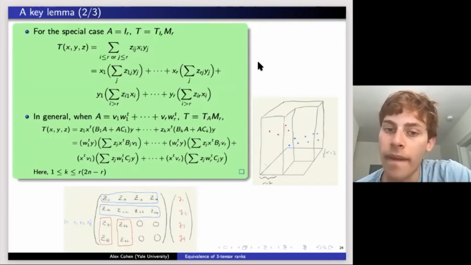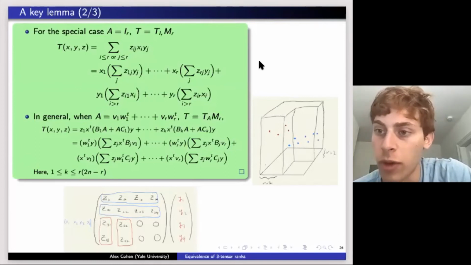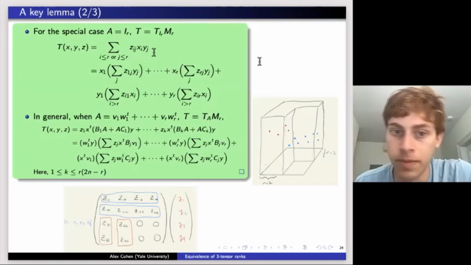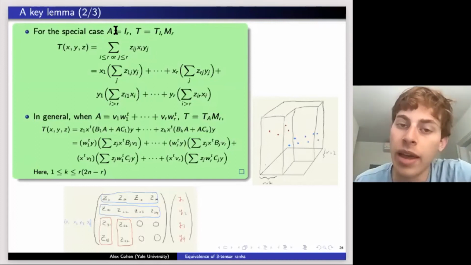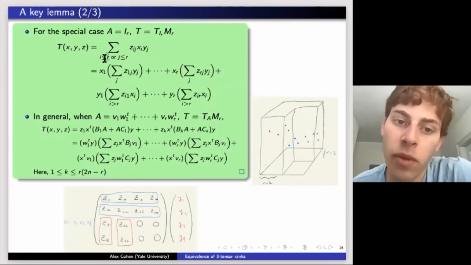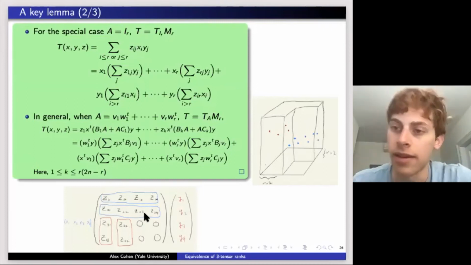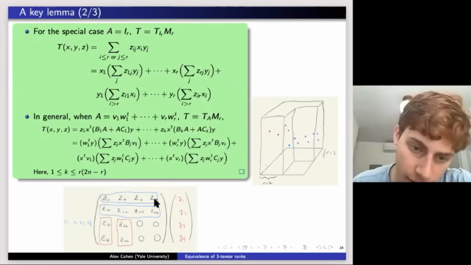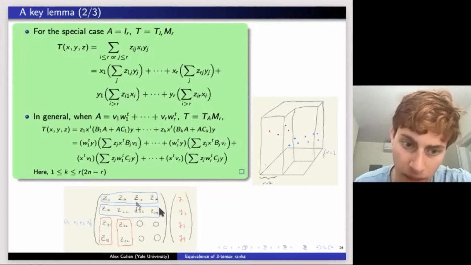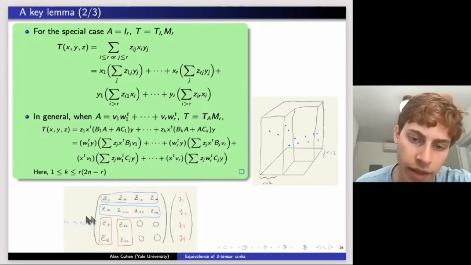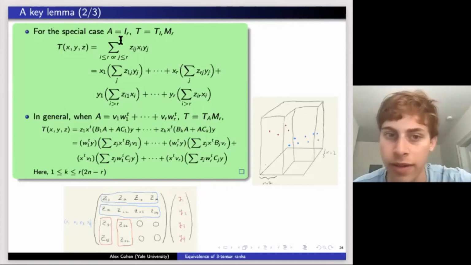Now I'm just going to build for you an explicit slice rank decomposition of this tensor. It's a very explicit object. We know what the tensor is, so we can just write down a slice rank decomposition. For the special case of A equal to I_r, the trilinear form it corresponds to is this: the sum over all i and j in the top L of Zij times Xi times Yj. I've written it in matrix form here. This Zij is the same Zij as on the last slide. You put the Xi's on the left and the Yj's on the right, and the output is this number, which is the trilinear form.